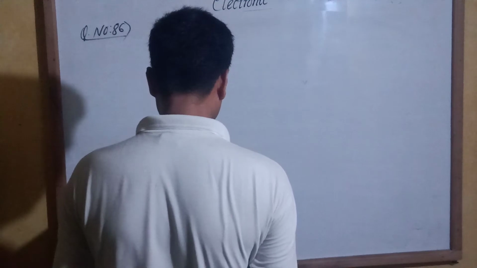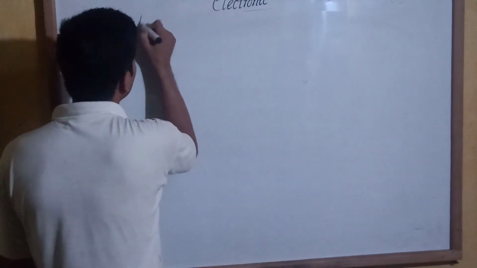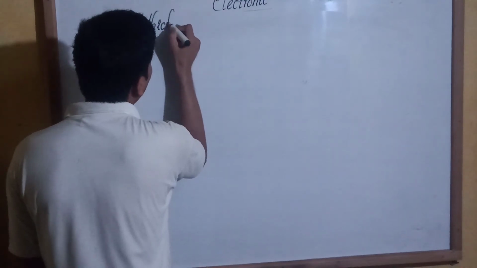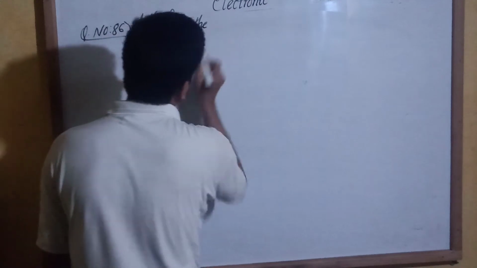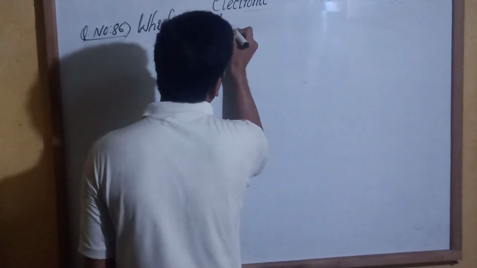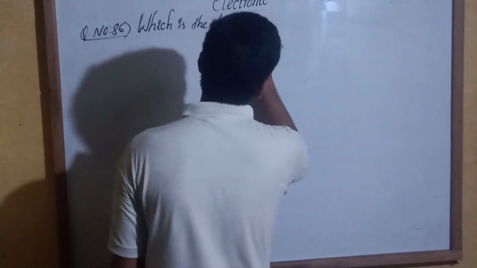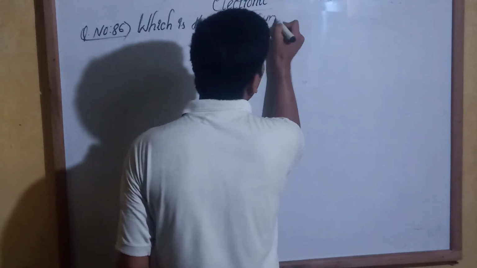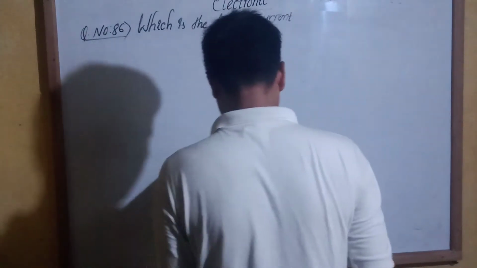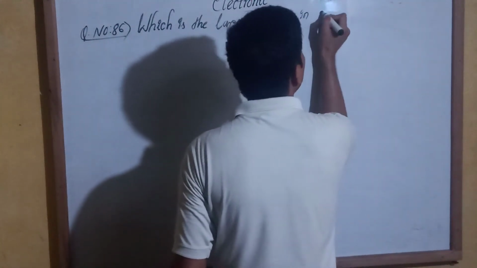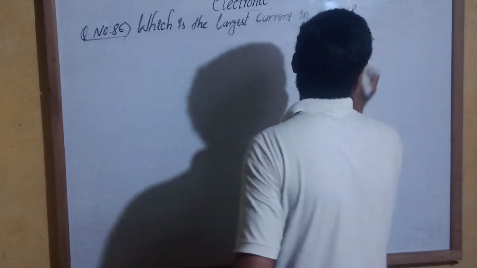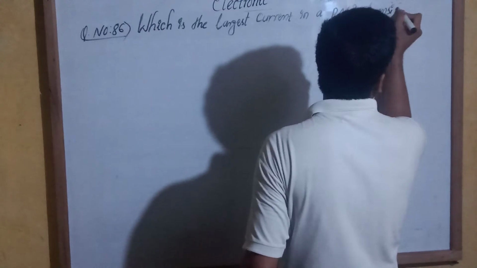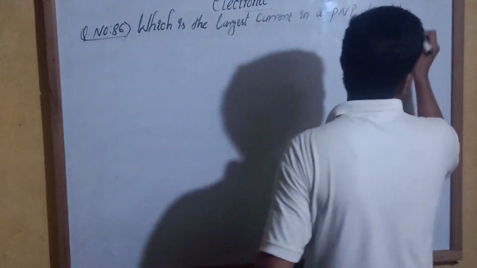Which is the largest current in a PNP transistor?